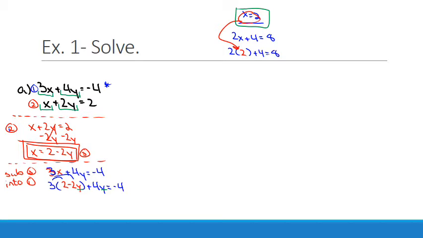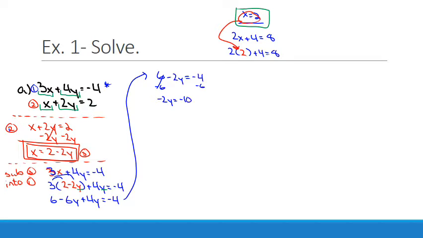So get rid of my brackets through distribution. 6 minus 6y plus 4y equals negative 4. Carry my work up here. Collect my like terms. So I'm going to have 6 minus 2y equals negative 4. And I'm trying to isolate that y, so subtract my 6. Negative 2y equals negative 10. Divide by negative 2, divide by negative 2. Y equals 5. So what that means is for the point of intersection, because remember the point of intersection is the solution, we know the y coordinate is 5.